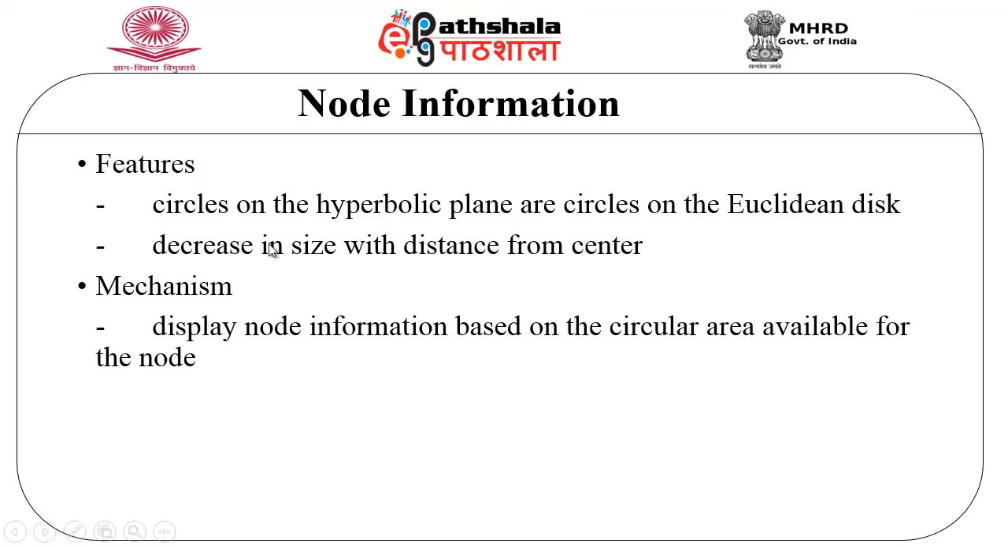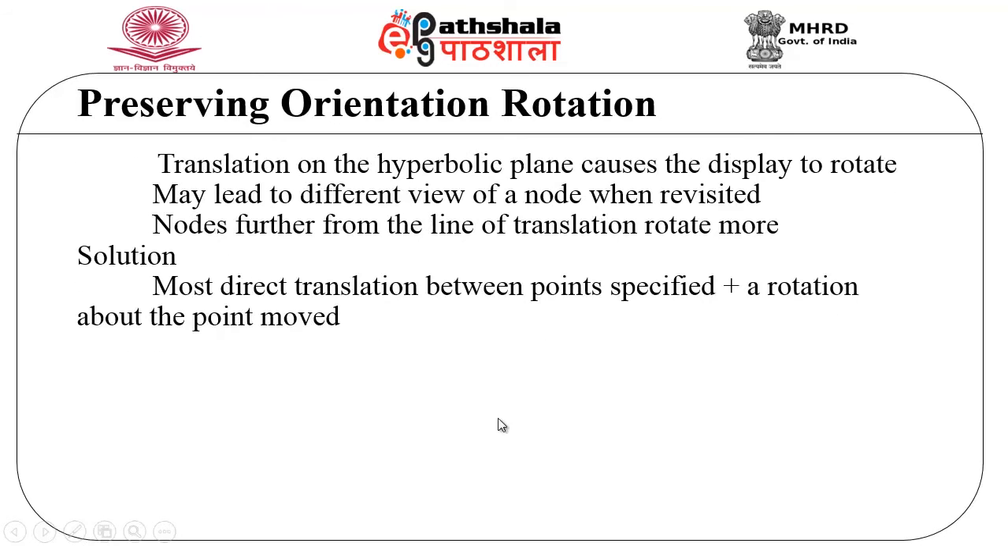The next one is the node information. Some of the features of the node information are circles on the hyperbolic plane or circles on the Euclidean disk, and this decreases in size with the distance from the center. The mechanism that is being used is to display the node information based on the circular area available for the node.